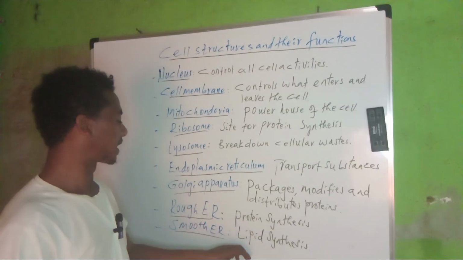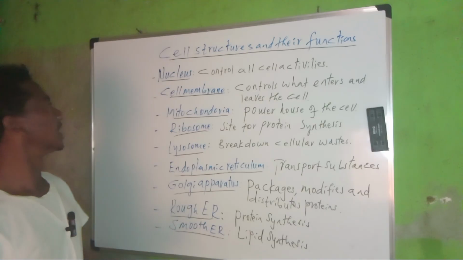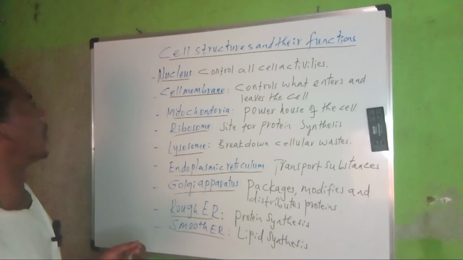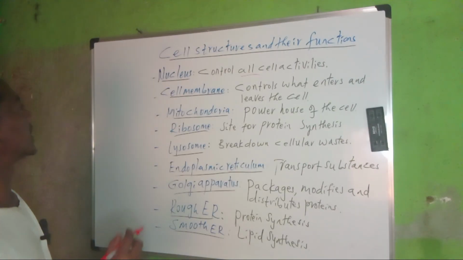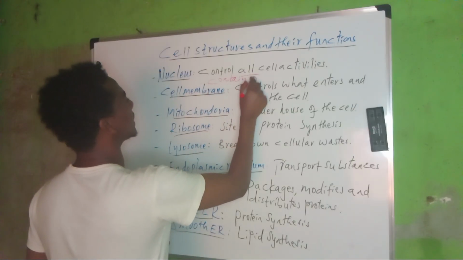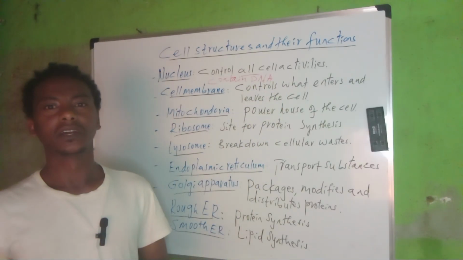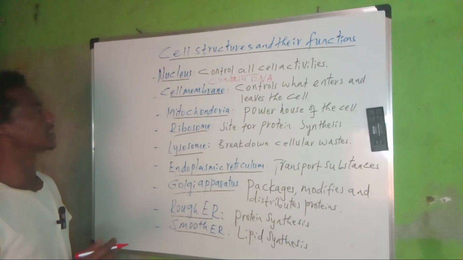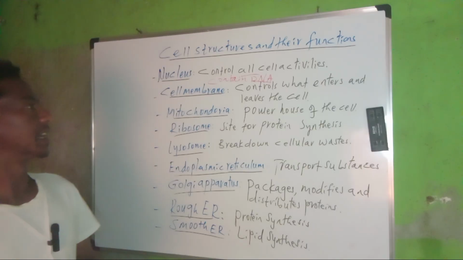Today we are going to discuss cell structures and their functions. Nucleus, the first one is nucleus. What's the function of nucleus? Nucleus controls all cell activities. It also contains the DNA molecule. So it is the general control center of the cell. Since it contains the DNA molecule, it is the control center for all cell activities.